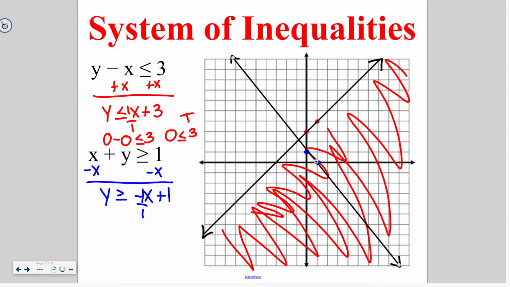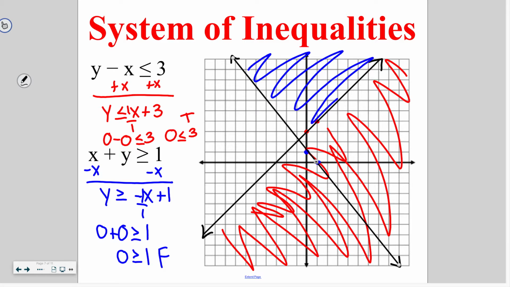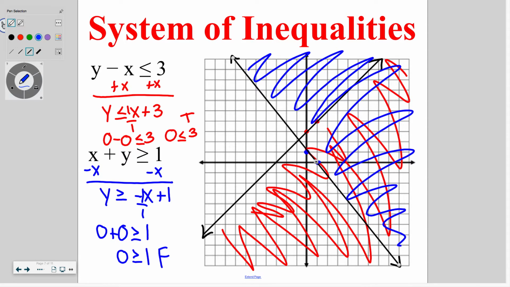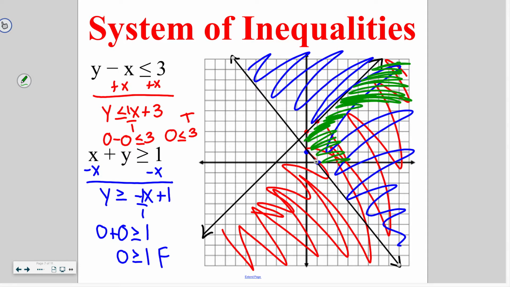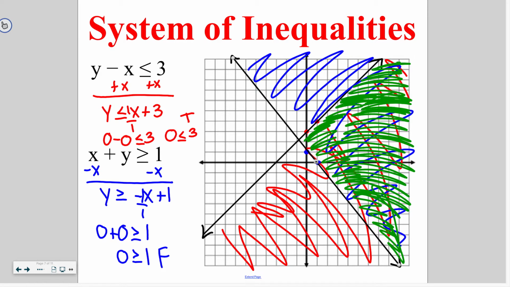And then we're going to need to shade, so I'm going to plug into the original. 0 plus 0 is greater than or equal to 1. The 0 is greater than or equal to 1 is a false statement, so I do not want to include the side with 0. So I'm going to shade on this side, this right side of the graph. And now we are looking for the overlap, so the place where the red and the blue are touching, and I'm going to make that the darker part for my answer. So you want to make sure that you've highlighted that whole area to make it obvious where the solution is.